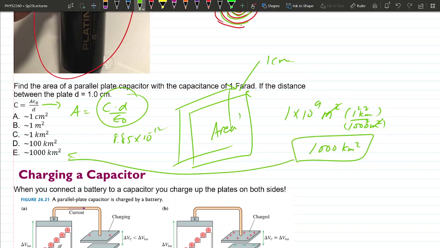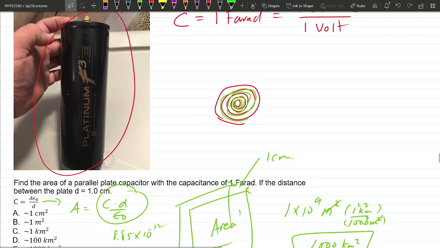So 1,000 square kilometers is basically like Turlock, Ceres, Modesto, all combined together. So for you to make a 1 farad capacitor with a separation distance of 1 centimeter between them, you would have to cover most of Stanislaus County. So that's why we don't do that. That's why we roll up these toilet papers.